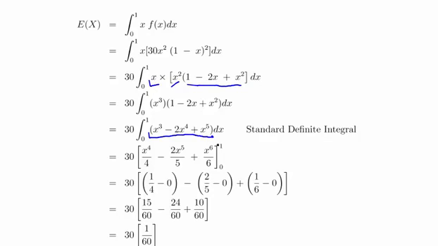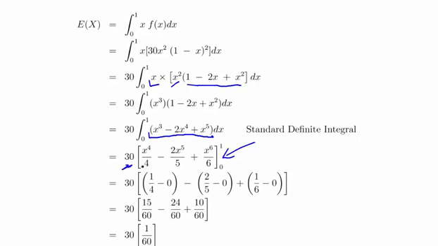Standard definite integral again, with the limits of 0 and 1. It's almost done the exact same way, just one power of x more, one degree more. So x to the power of 4 minus 2x to the power of 5 over 5 plus x to the power of 6 over 6. That's the result of our integration.